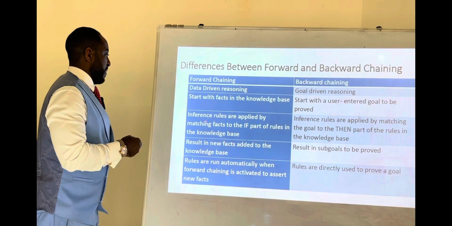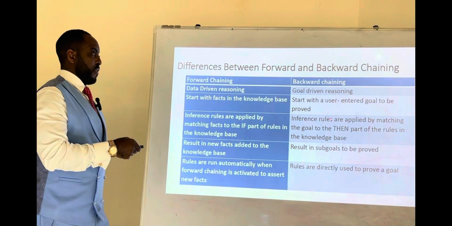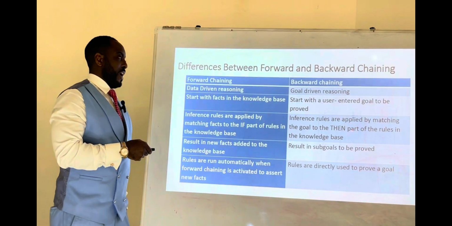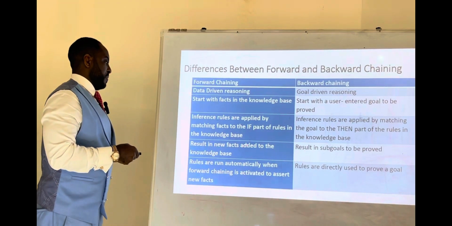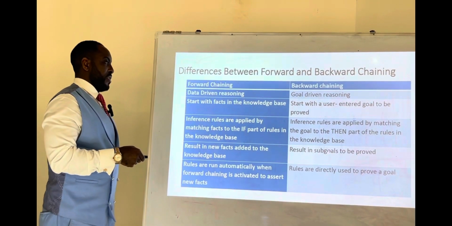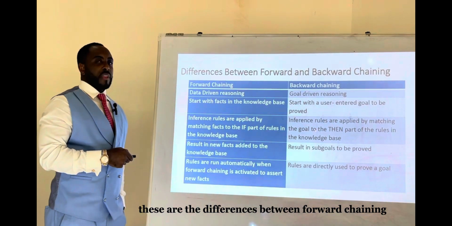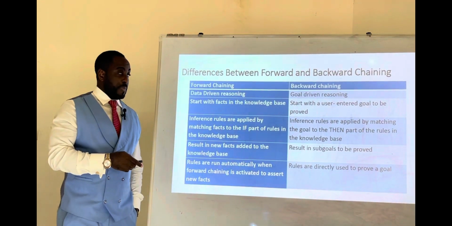Inference rules are applied by matching facts to the if parts of the rules in the knowledge base. Inference rules are applied by matching the goal to the then part of the rules in the knowledge base. Result is new facts added to the knowledge base. Result is sub-goals to be proved, okay? So these are the differences between forward chaining and backward chaining. I will stop there for expert system.